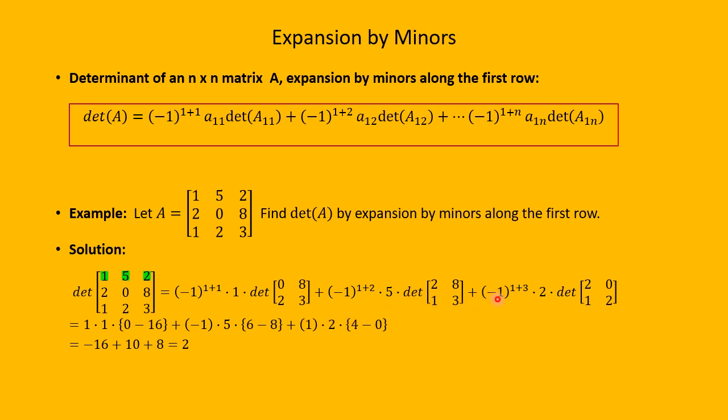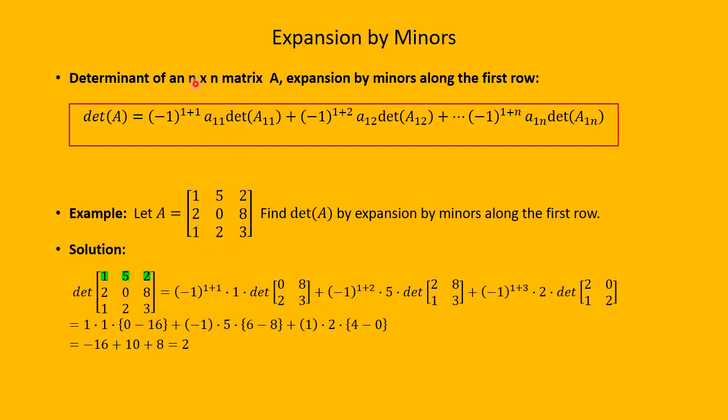And then this last term, minus 1 to the fourth is 1, times 2 times this determinant, which is 4 minus 0. And so that explains this line of computation. And these terms turn out to be minus 16 plus 10 plus 8. Add those up and you get 2. The determinant of this matrix is 2.